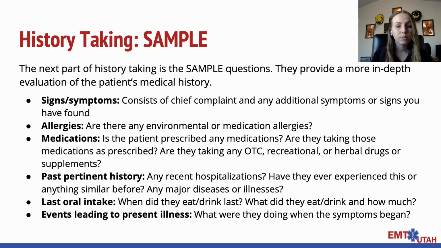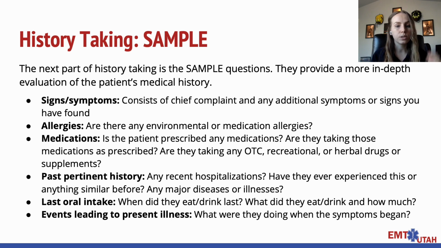P is for past pertinent history. So this is any recent hospitalizations, any surgeries, if they've experienced this exact type of emergency before or anything similar to it, if they have any major illnesses or injuries or diseases that we should know about. This is really easy for people to get totally off and talk about their broken leg from when they were 5. So it's important that you keep them kind of centered on the problem that you have at hand, but it's definitely important to know those major things.